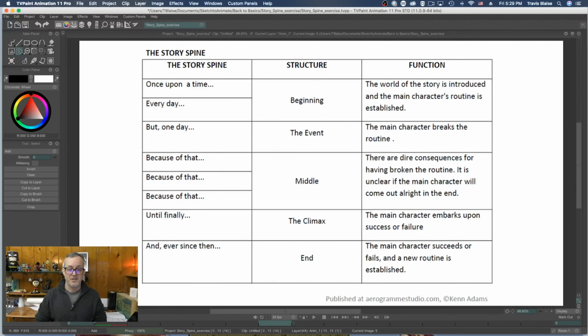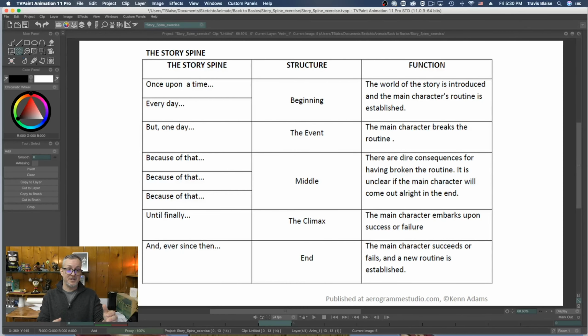So here we have the story spine. This is great in terms that it shows you how to break story down into its simple structure. But the fun part happens when we take this and use it as a story writing exercise. This is something that I like to do with students. Actually, you can do this at home yourself, which I'm hoping you will do. It's really good if you break it up into teams.